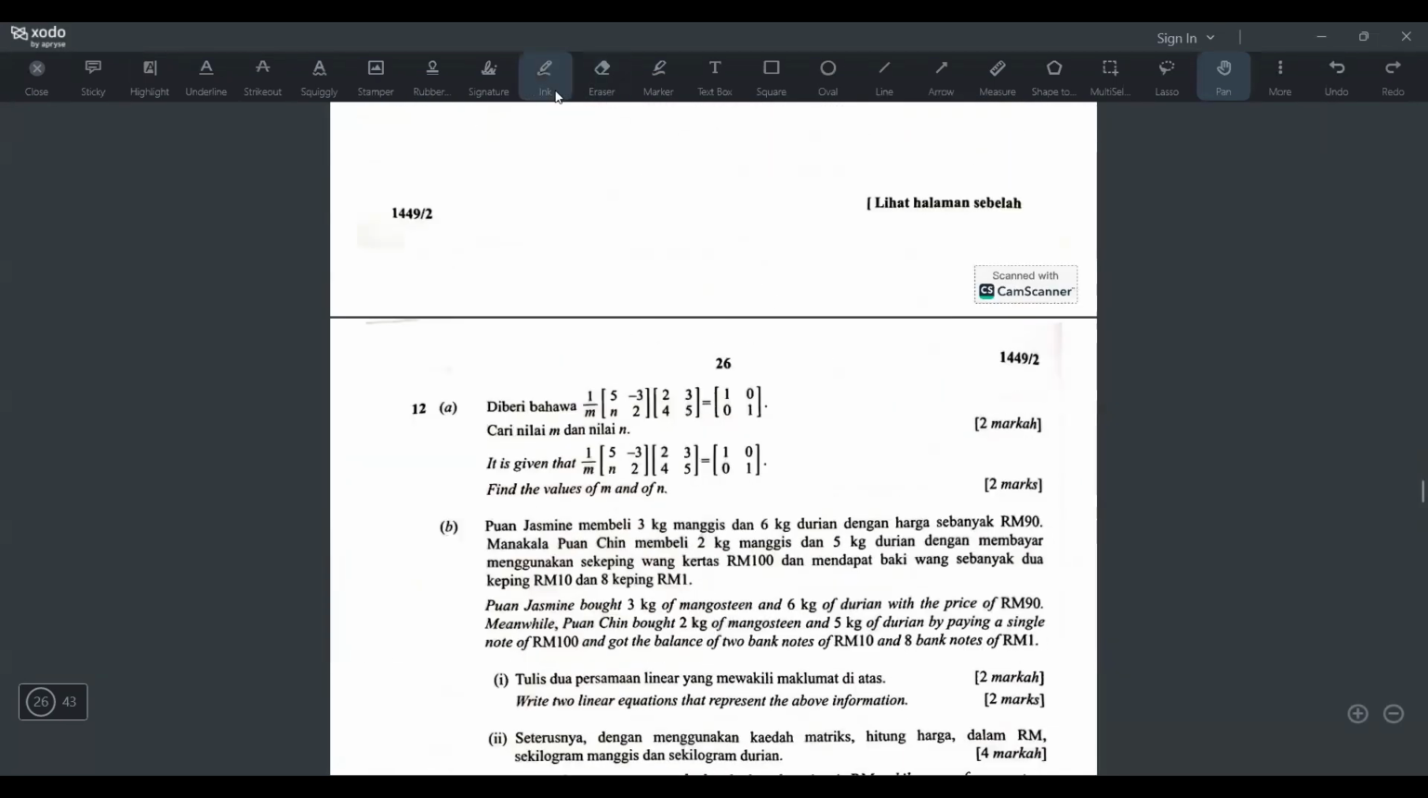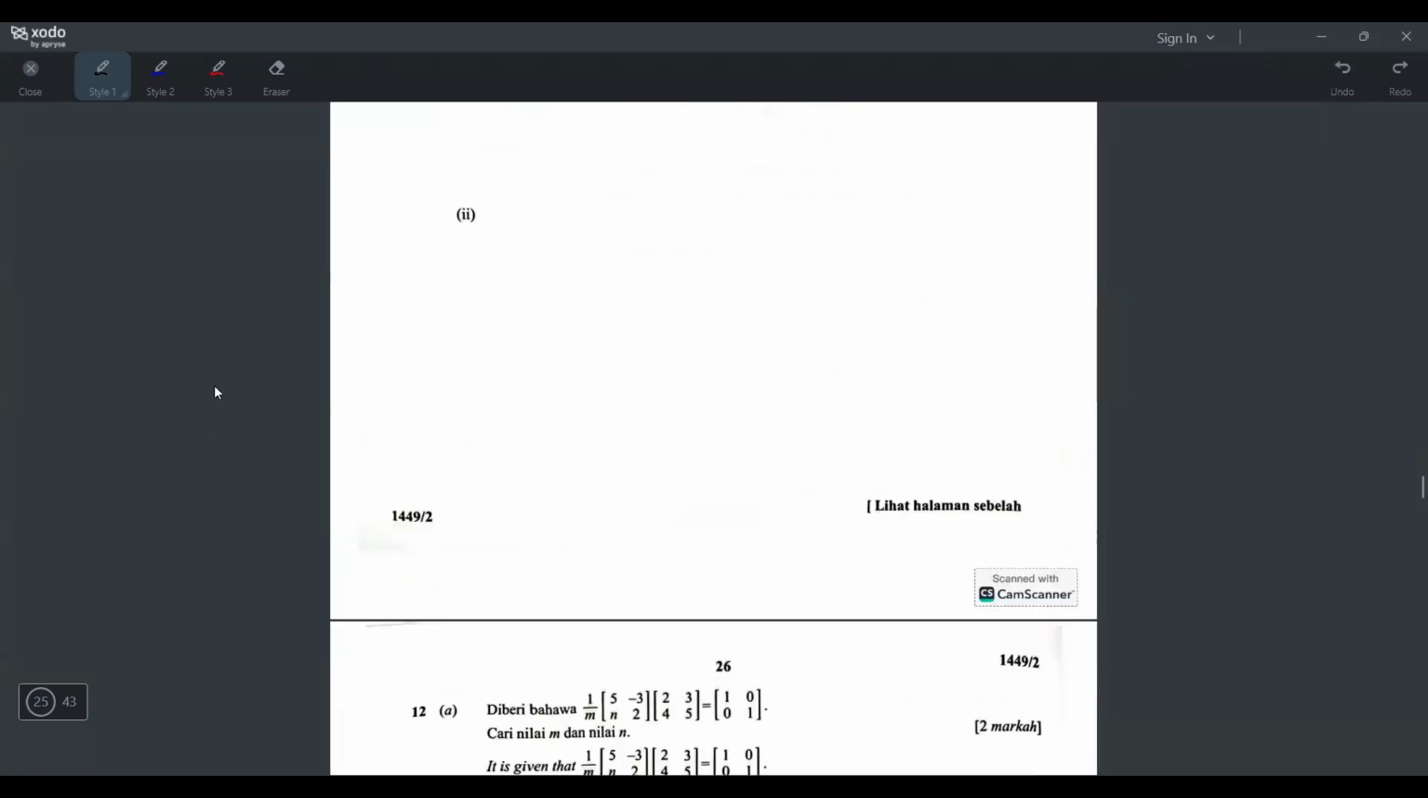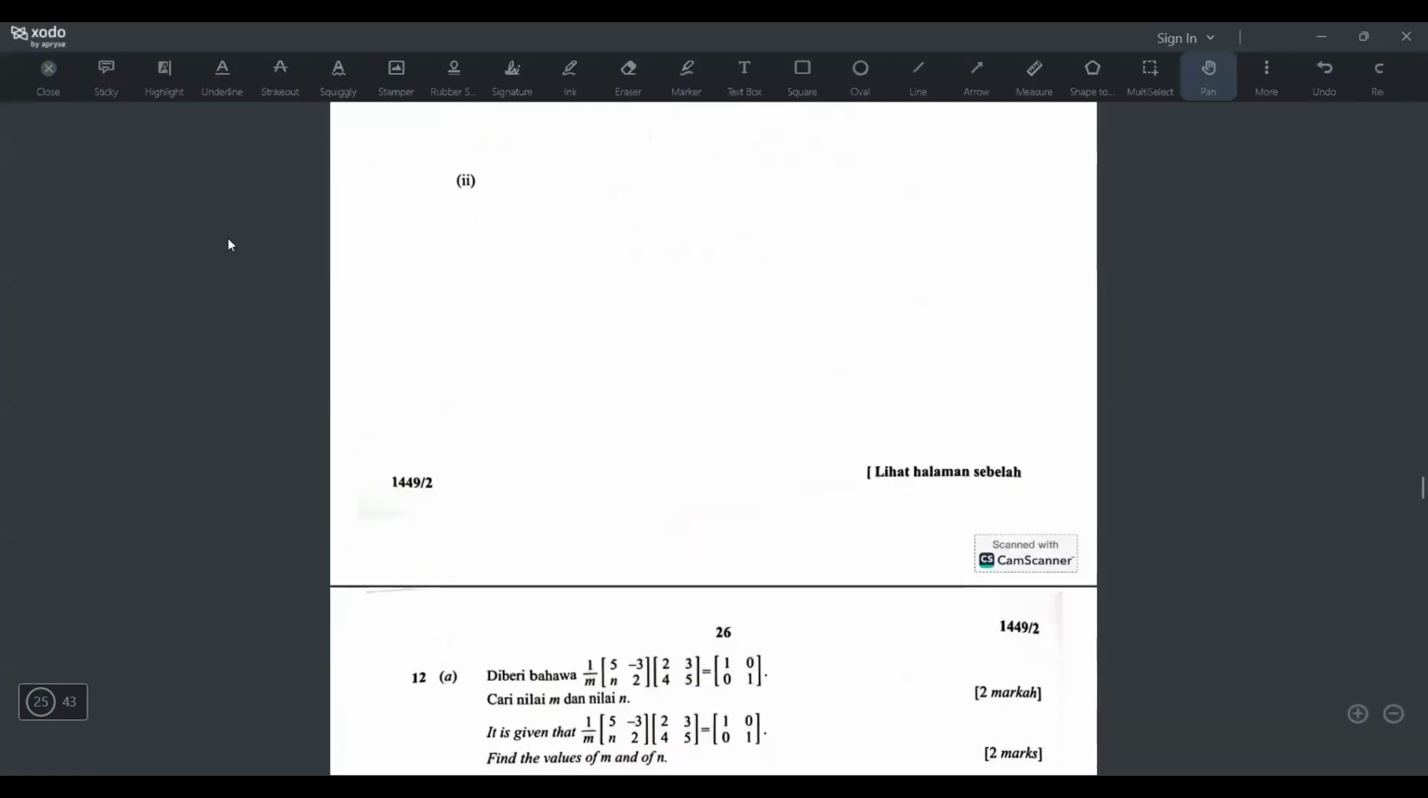Okay, moving on. Let's do number 12. This looks like a matrix question. For this, I will do the working up here. So let's go, question A. It is given that 1 over m times this matrix gives 1001. Find the values of m and n.